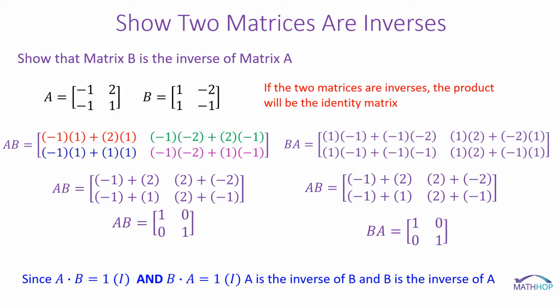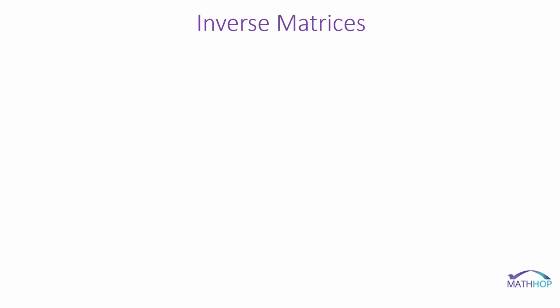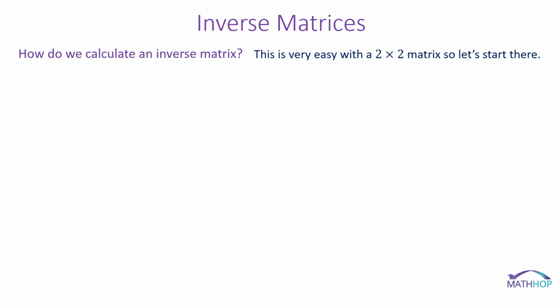Perfect. Now you might be thinking, how in the world do we calculate an inverse matrix? All right, good news. It is really easy with a 2 by 2, so we're going to start there. And with a 3 by 3, we're going to let the calculator do the work, and we're going to show you how to do that. So let's start with a 2 by 2 matrix. Let's call it matrix A, and let's name the entries A, B, C, D. So top left, top right, bottom left, bottom right.